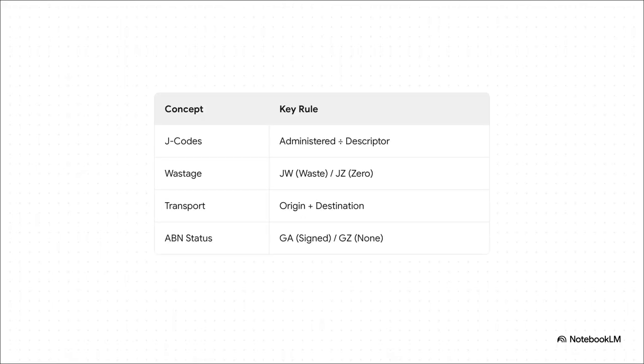Okay, let's lock all this in with our final section, the Masterclass Summary Cheat Sheet. All right, let's bring it all together. For J-codes, always divide the administered dose by the descriptor unit. For drug wastage, use JW for the discarded amount on a separate line and JZ when there's zero waste. For ambulances, it's a journey. Origin first, destination second. And for ABNs, remember GA means an ABN is signed and safely on file, while GZ means, oops, no ABN was obtained. Memorize these specific mappings and you're going to lock down those points on test day for sure.